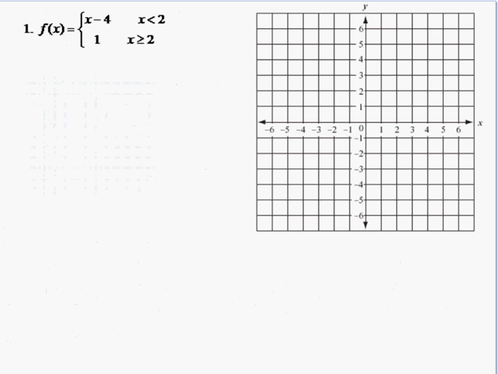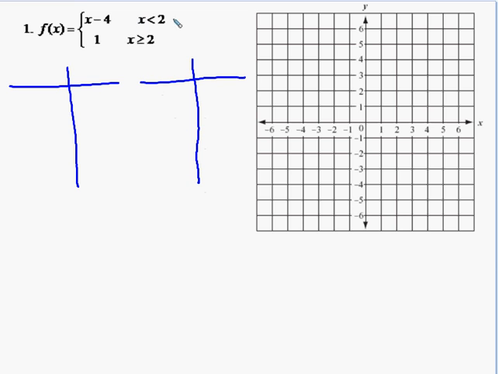So let's look at our first function. We have f of x equals x minus 4 when x is less than 2, and equals 1 when x is greater than or equal to 2. So technically we have two functions right here. Go ahead and start creating your two t-tables. Now the first one we're going to do is x minus 4, when x is less than 2. So we're going to start with 2 and then do less than, so 1, 0. About 3 points should be sufficient for these.